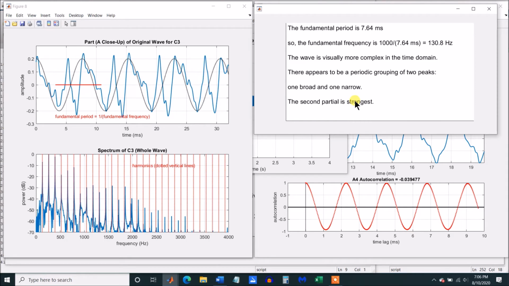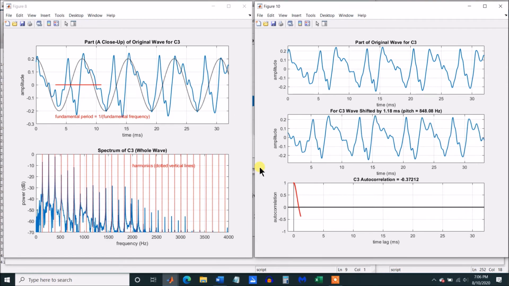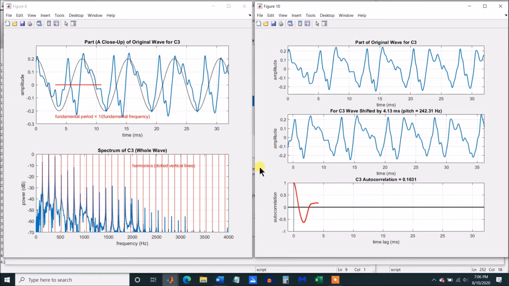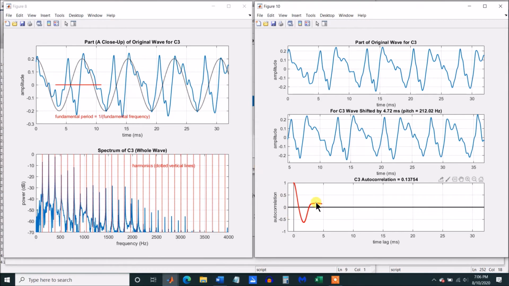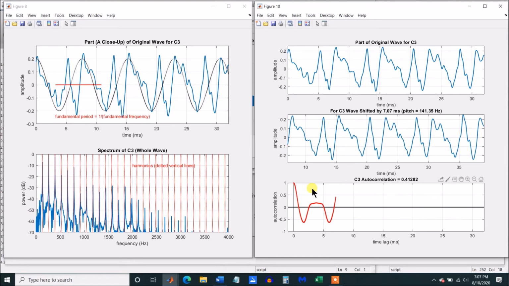Okay, let's take a look at the autocorrelation for this wave. All right, once again, we've got the original wave and a copy. So let's start shifting it. We'll start out with autocorrelation of 1. Drops off. Now I'm getting, for example, right in here, a little peak at 3.74 milliseconds shift, which will turn out to be about half of the fundamental period.